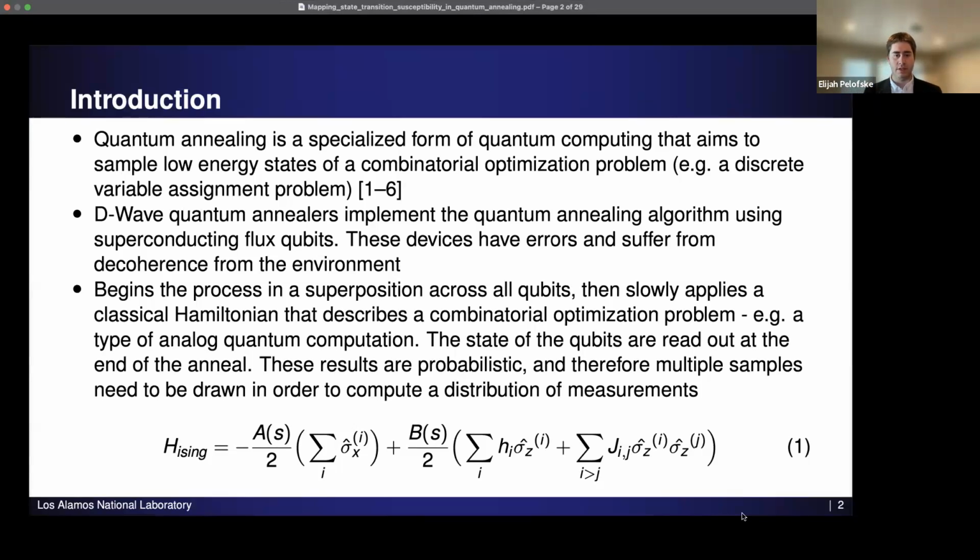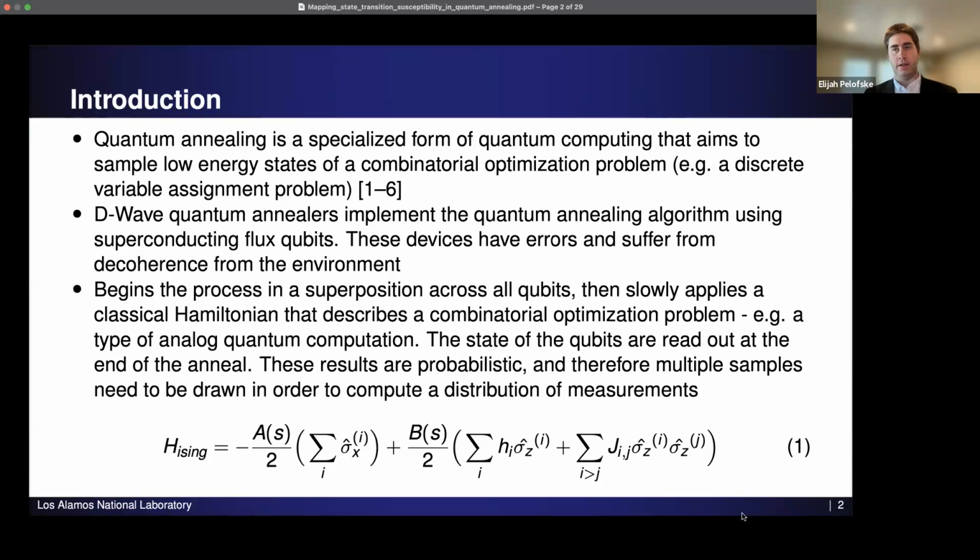D-Wave quantum annealers in particular are physical implementations of quantum annealing. They use superconducting flux qubits. These devices have errors and suffer from decoherence from the environment, like every other type of quantum computing hardware that exists right now. The idea of quantum annealing is based on adiabatic evolution. It's based on adiabatic quantum computation.